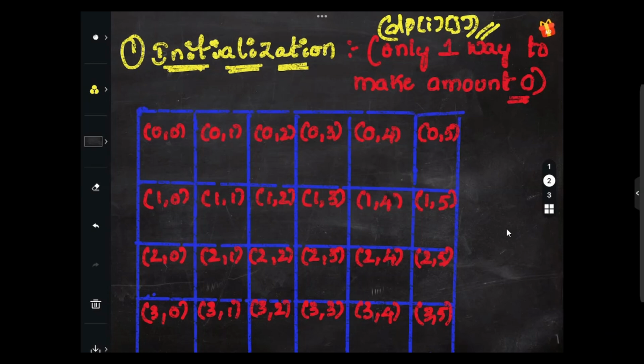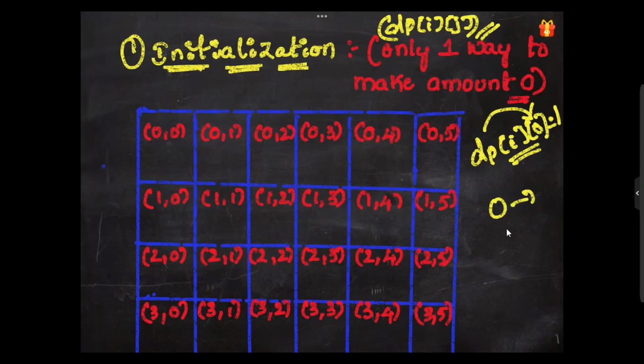So let's go with the base case first. When I say base case, DP of i,0 is always 1. Why is this 1? Because there is only one way to make the amount 0. We don't have to consider any coins to form 0. That is the only way to make the amount 0, by taking no coins.